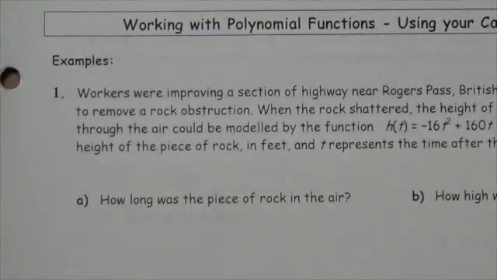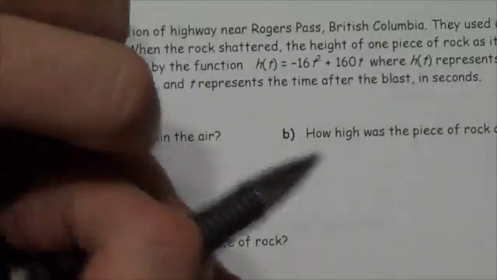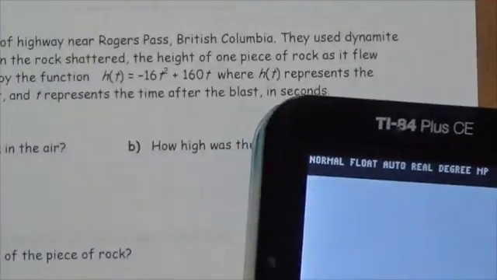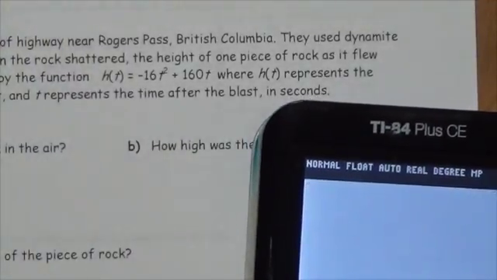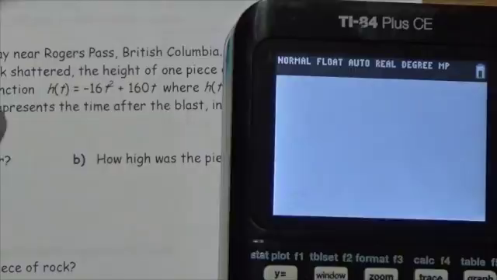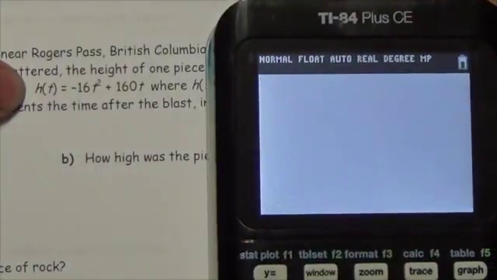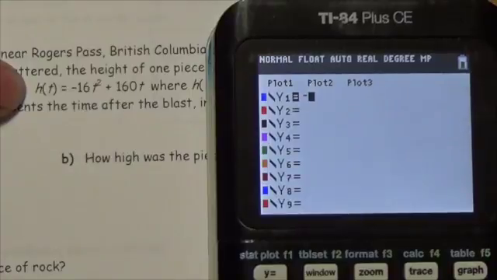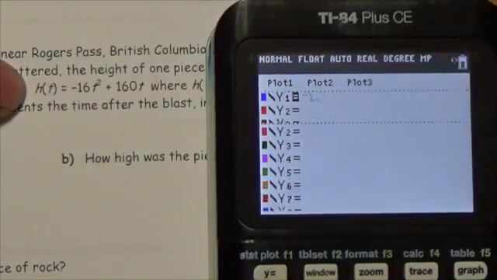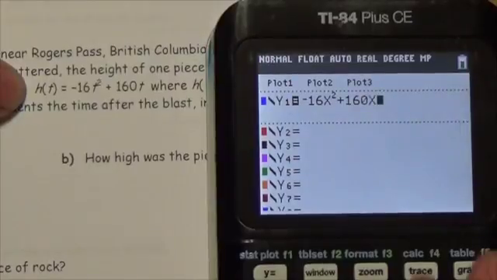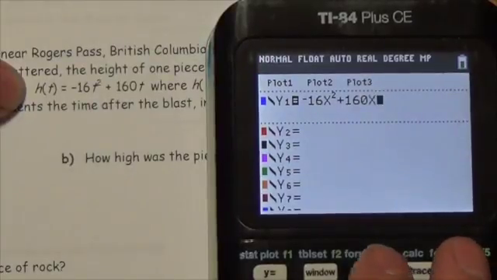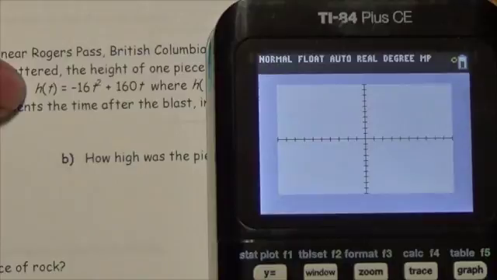All right, the first question is asking us how long the piece of rock was in the air. If it's not clear right off the top of your head what we're looking for in terms of the graph, it really does help to plug this in and have a look at what this function is. So let's take a quick look. Y equals, let's enter that in, negative 16x squared plus 160x. I'm going to press graph. I've just got the regular zoom settings in there, so let's see what we get.